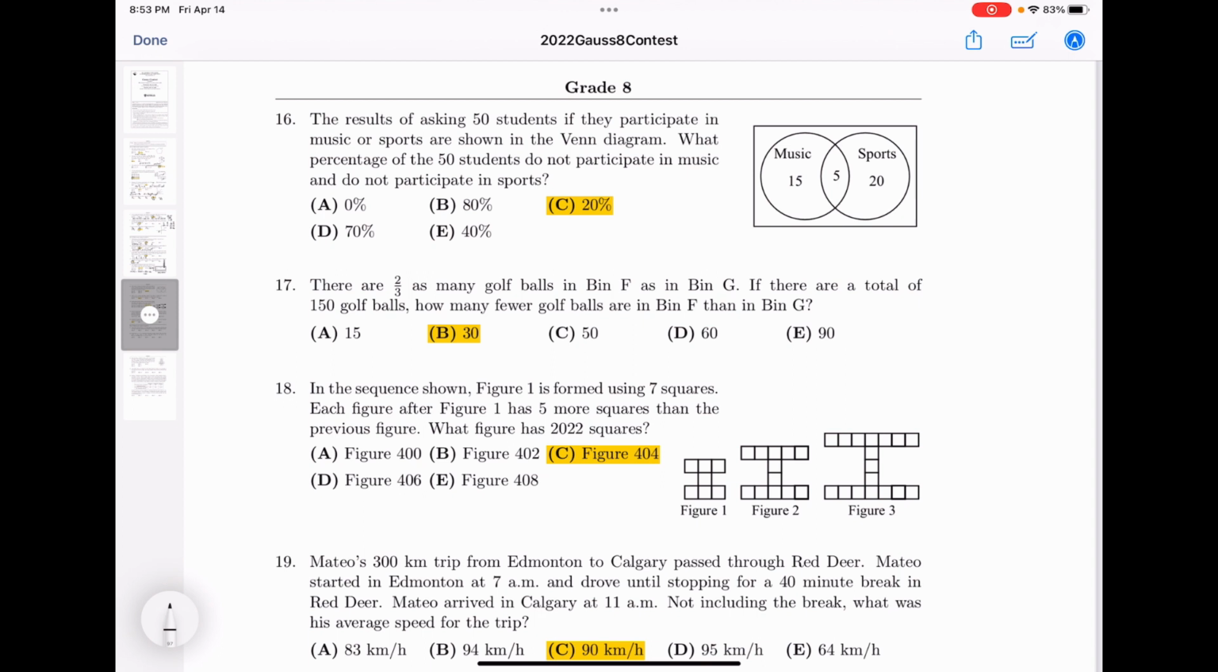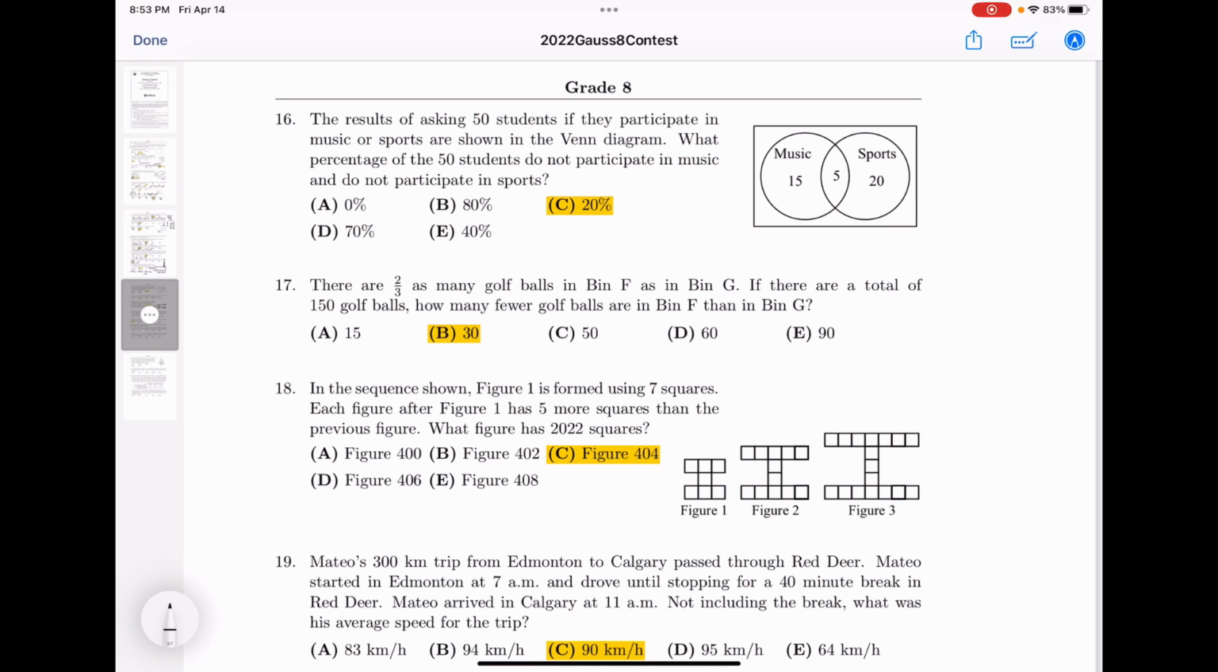Number 16, the results of asking 50 students if they participate in music or sports are shown in the Venn diagram. What percentage of the 50 students do not participate in either the music or the sports program?